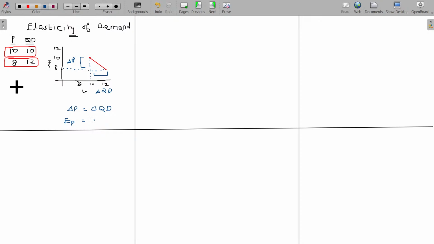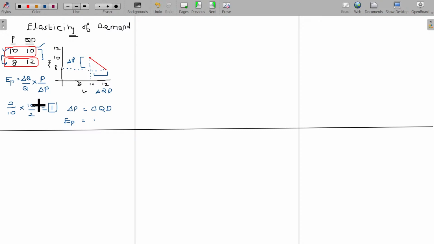How do I calculate? Very simple. For calculating the elasticity of price, the formula is change in quantity divided by quantity, multiplied by price divided by change in price. That's the formula. I'll feed it here. Change in quantity is 10 to 12, right? So 2 should be the numerator. Base is the existing one, 10 is in the denominator. The existing P being 10 and the change in P is 2 because it changes from 10 to 8. So 2. If I solve, then I'll get 1.